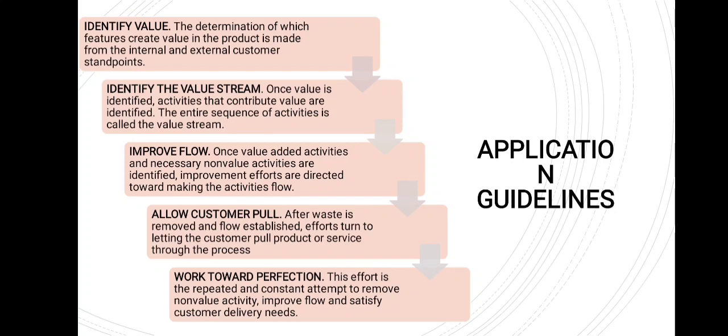Allow customer pull. After waste is removed and flow stabilizes, efforts turn to letting the consumer pull the product or service through the process. Work toward perfection. This is a repeated and constant attempt to remove non-valuable activity and satisfy consumer delivery needs.